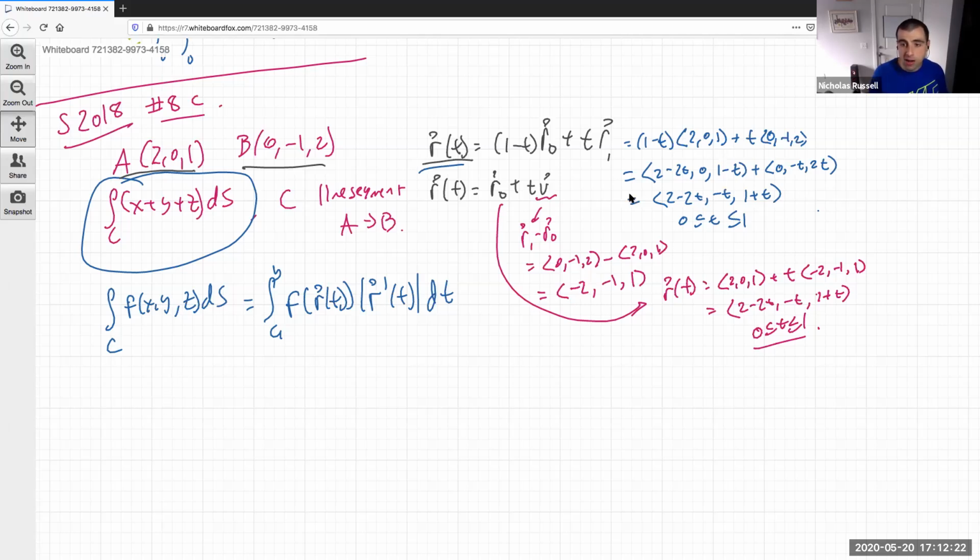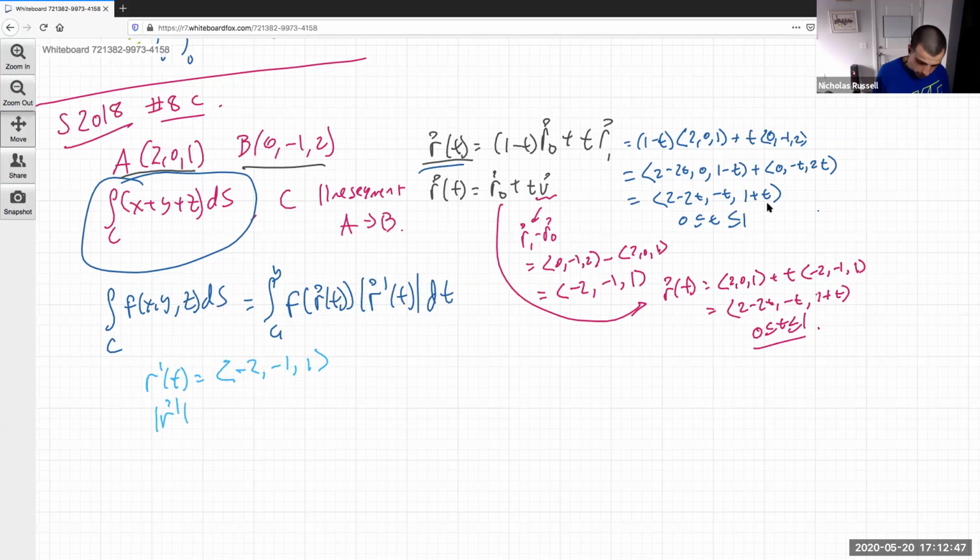So with this parameterization, however you want to go about it, what I have to do is compute the magnitude of the derivative. The derivative here is really simple, though. So r'(t) is just equal to the coefficients in front of the t's here, which is (-2, -1, 1).